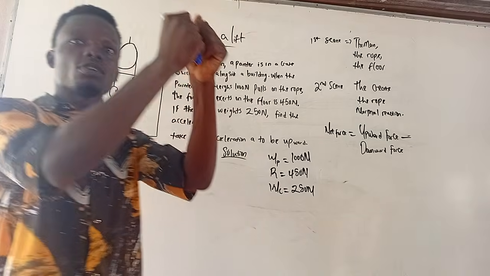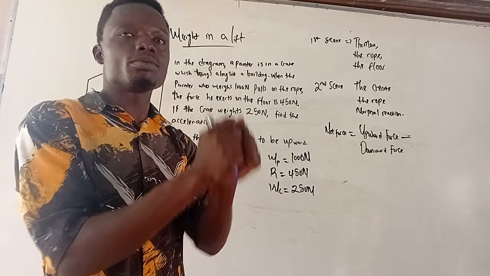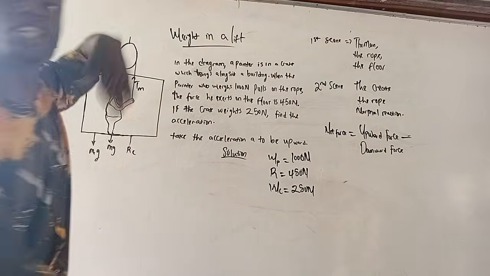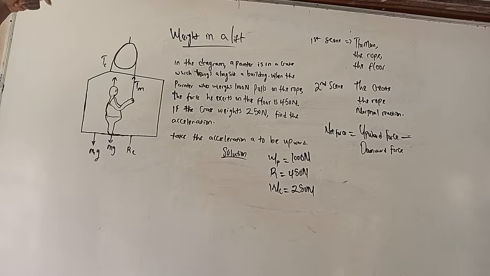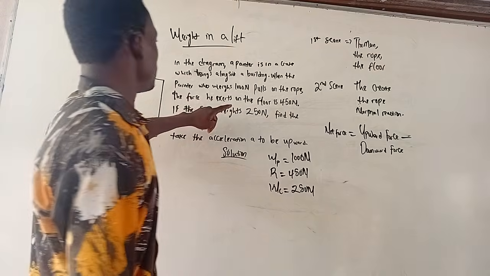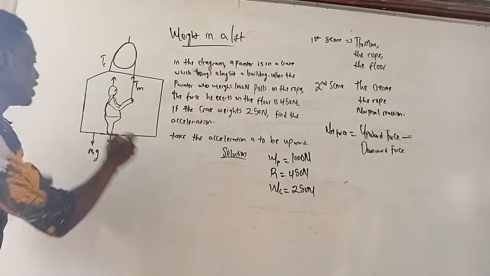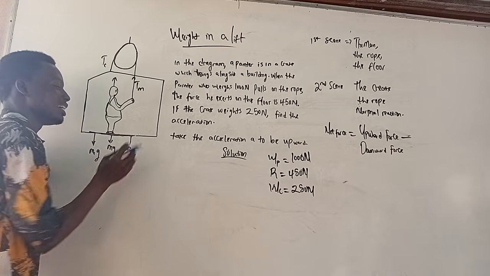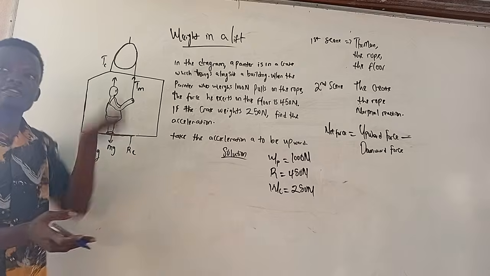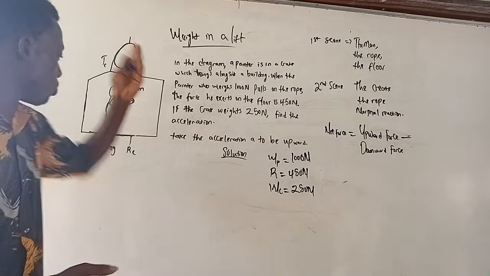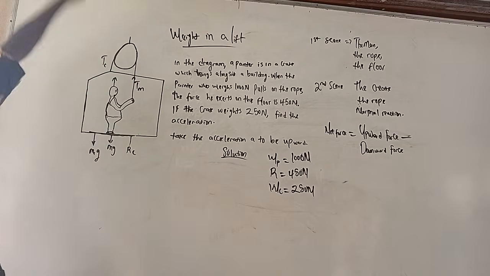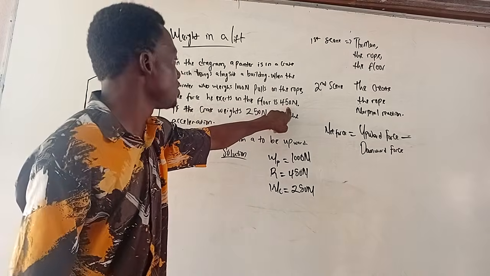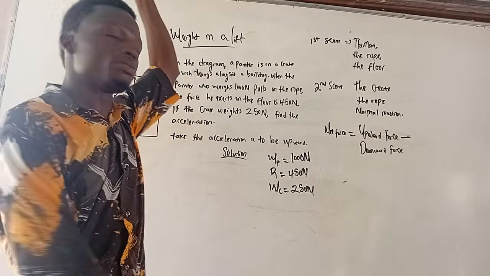Because if my weight is down and I'm holding the rope, there's a tendency of the rope trying to pull me up. So the tension in the rope is upward. Now also the normal reaction. If this man exerts a force of 450 Newton on this floor, the reaction of the floor to the man is also what? Upward. The floor will be reacting to the foot of the man in the upward direction. So this 450 Newton is also going to be acting upward.